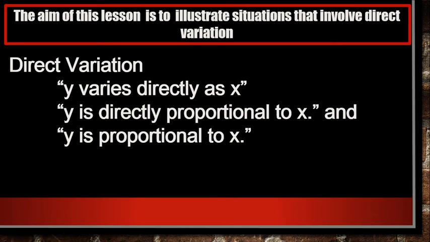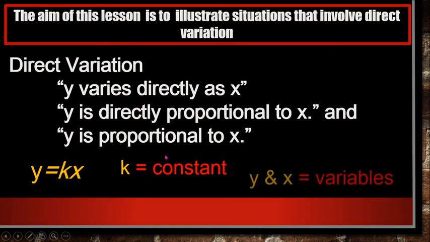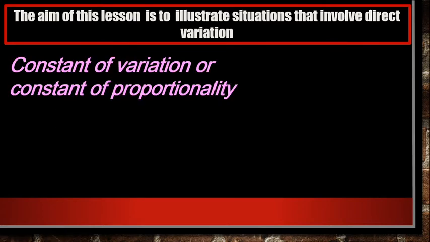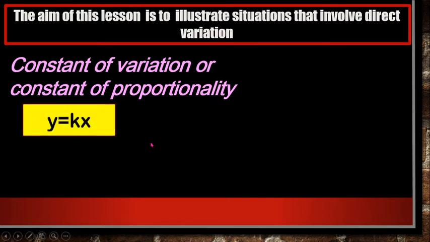Direct variation is read as y varies directly as x, y is directly proportional to x, and y is proportional to x. It is illustrated in this formula. Y is equal to k times x, where k is the constant or constant of variation, and y and x are variables. We all know that y is the dependent variable and x is the independent variable, and they are both called variables. Constant of variation or constant of proportionality. Y is equal to kx.